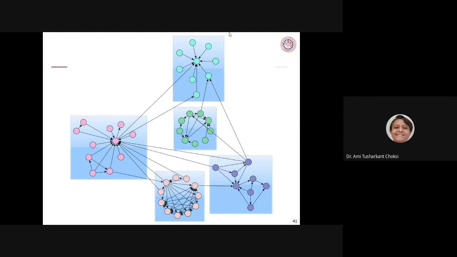Now here we can see the graphical clusters, right? This is one cluster, this is second, this is third, this is fourth, this is fifth, right? And then what we do is we have the distance between the clusters, fine? Here to here, here to here, fine?